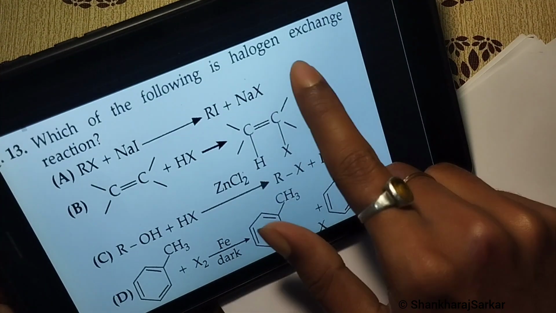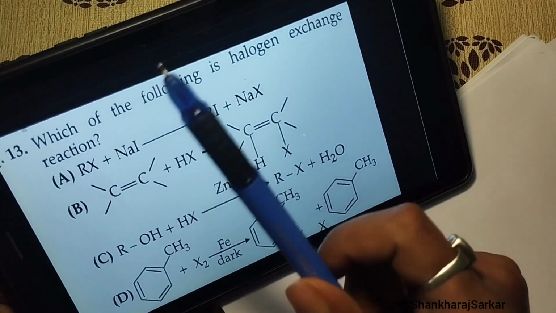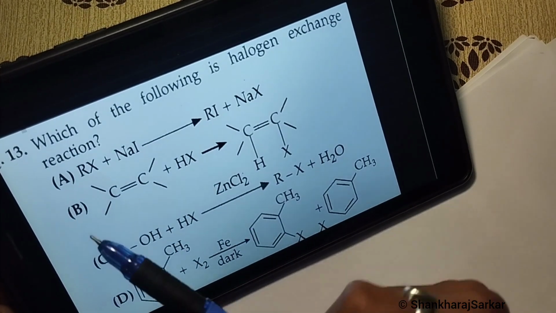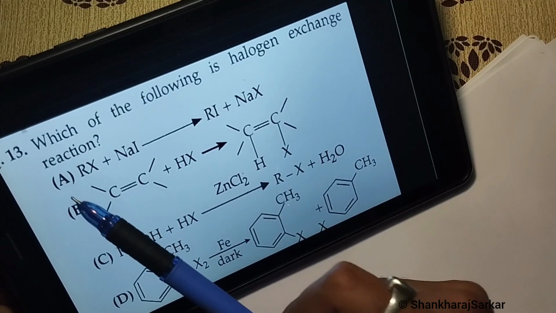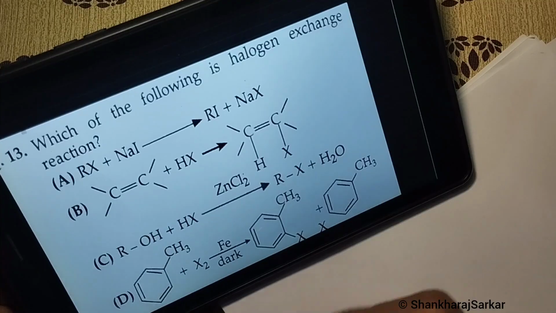Which of the following is halogen exchange? Halogen exchange reactions are mainly the reactions where already one halogen is present and we replace the halogen with some different halogen. So here option A is your correct answer, because this is an example of Finkelstein reaction. So option A is your correct answer.